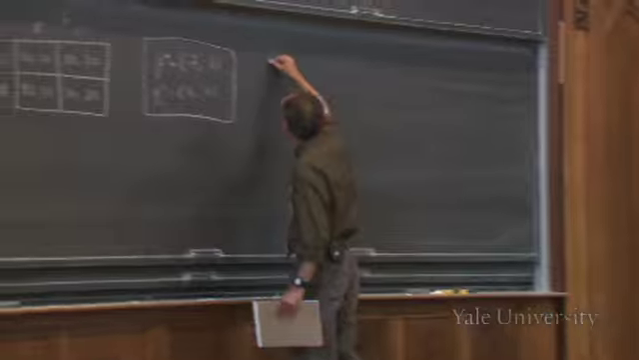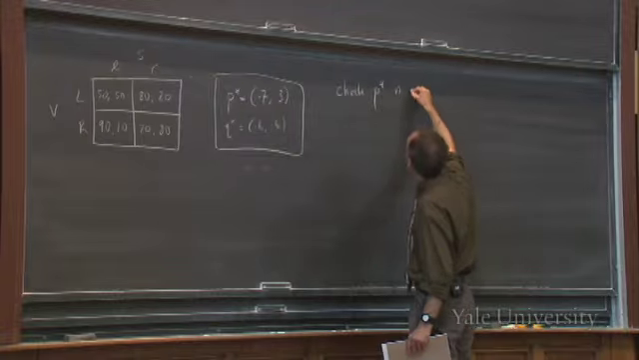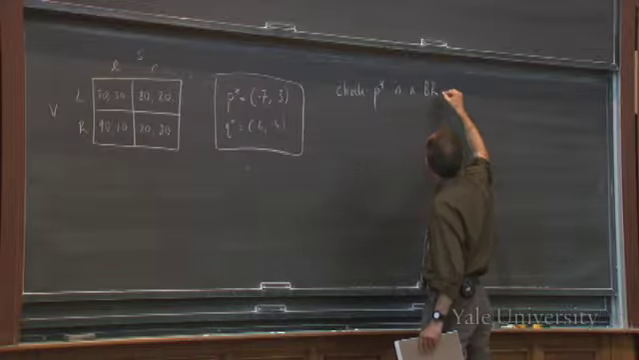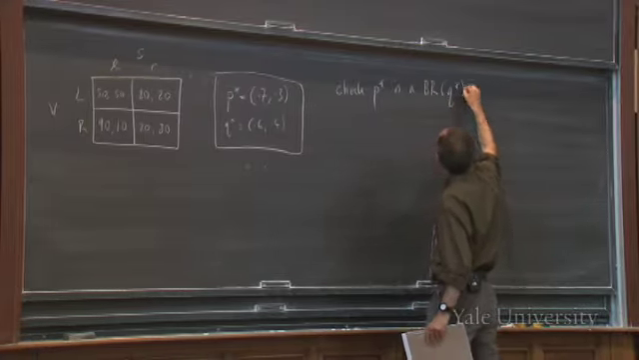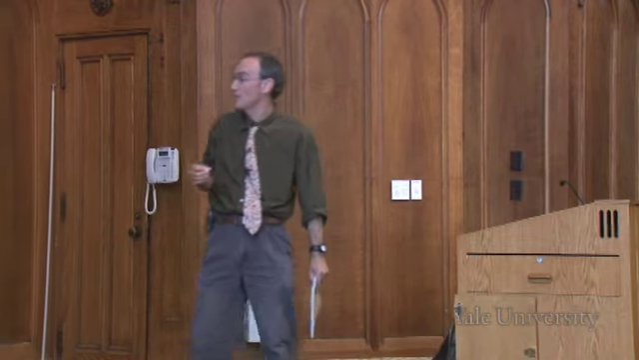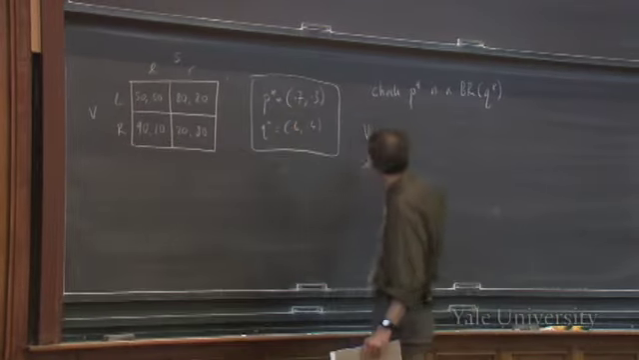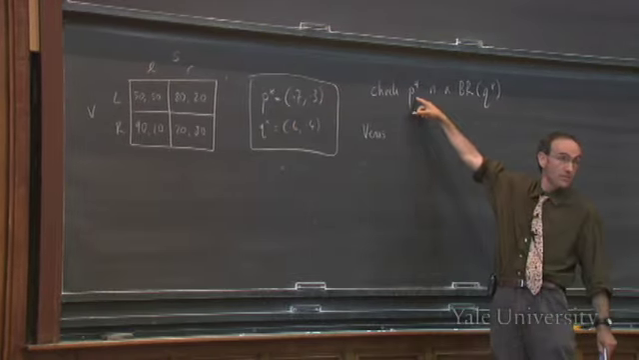So what I want to do is check that Venus's mix P star is a best response for Venus against Serena's mix Q star. And the way I'm going to do that is I'm going to look at the payoffs that Venus gets, now that we know she's playing against Q star. So let's look at Venus's payoffs. I'm going to figure out her payoff for L, her payoff for R, and also her payoff for what she's actually doing, P star.